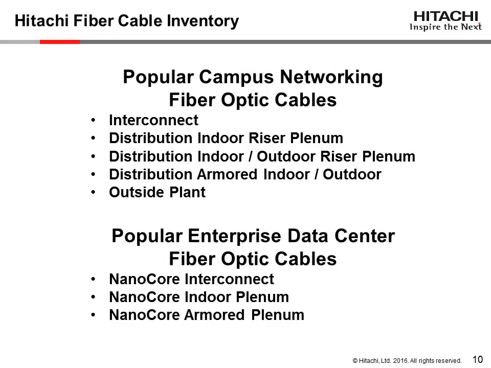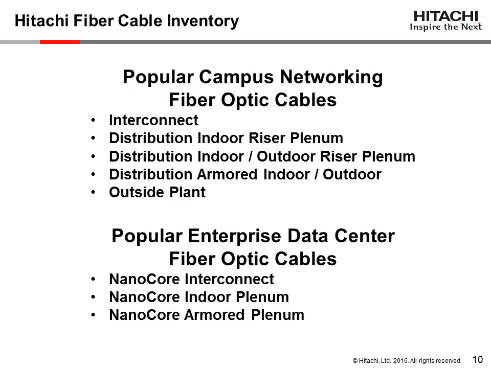There are two generalized applications that Hitachi focuses on and supports: campus networks and enterprise data centers. Campus networks follow well-established distribution and contractor channels to market, and Hitachi has a complete tight buffer fiber distribution product offering that covers intended use.